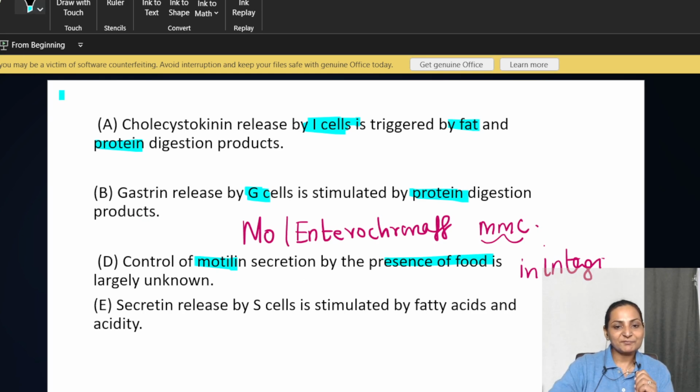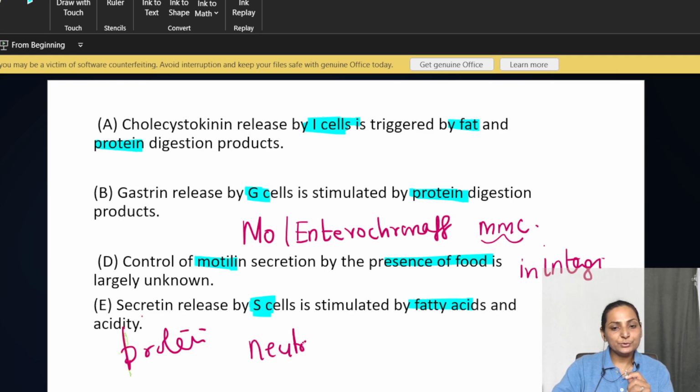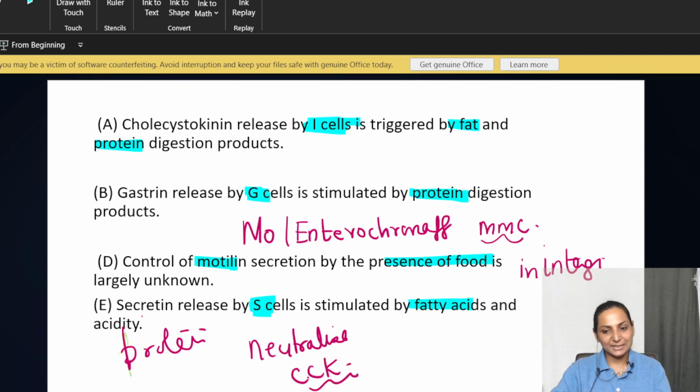And finally, you have got secretin by the S cells, which is stimulated by products of fat digestion, by acid, and also by a protein meal. And the most important function of secretin is to neutralize the acidity and augment the action of hormones like cholecystokinin for the protein and fat digestion.